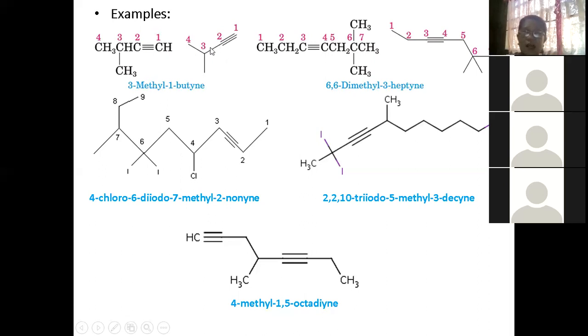Here, how are you going to have the line structure? You have 1, then 2.